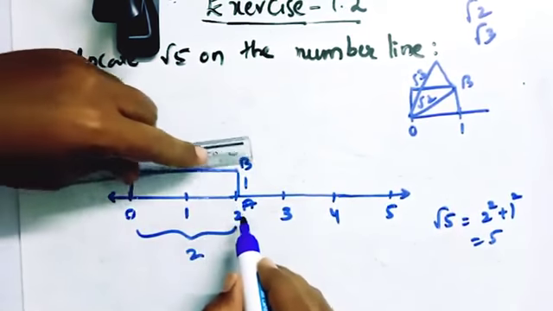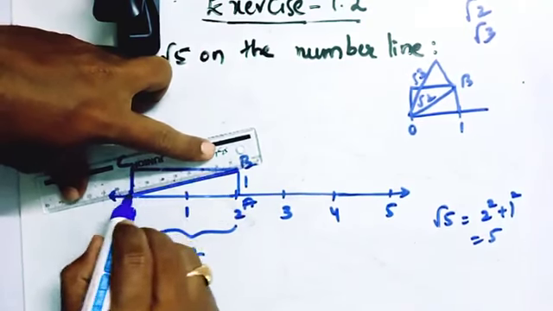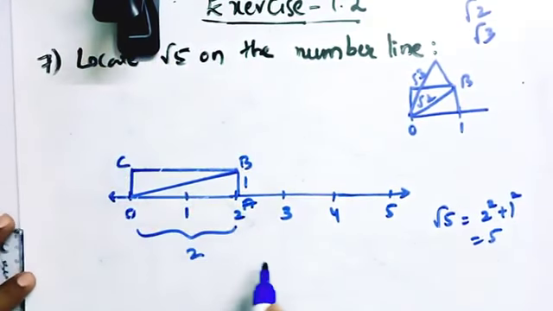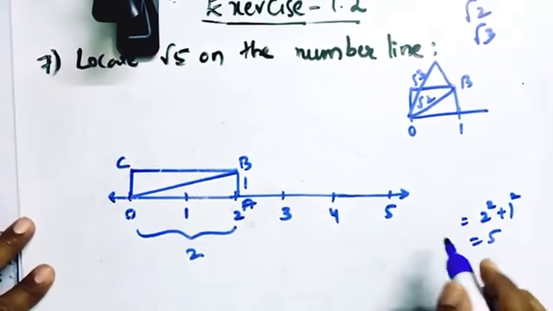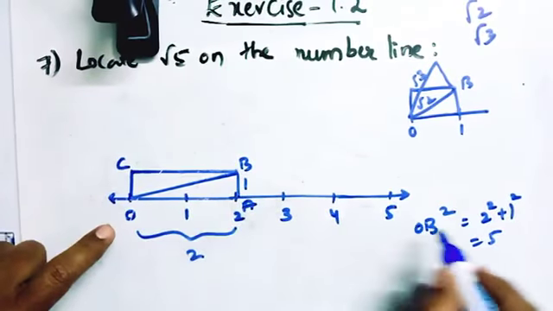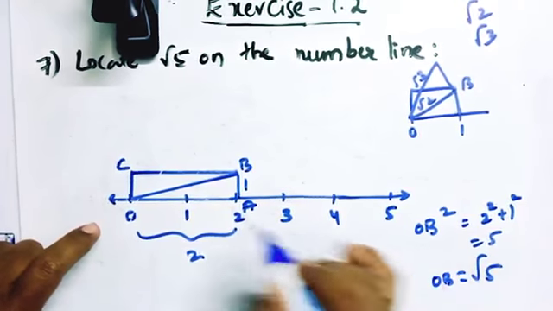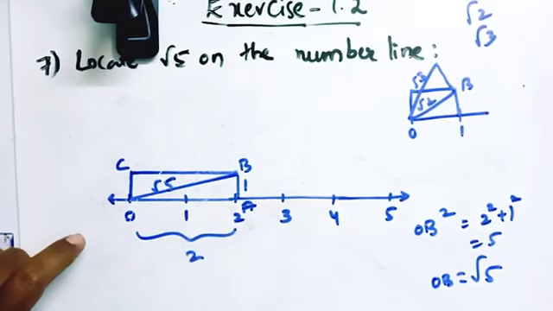Now draw the line from O to B. Now if you are using the Pythagoras theorem, then OB square is equal to 2 square plus 1 square, that is equal to 5. Then OB is equal to square root of 5. Now you will get this is square root of 5.